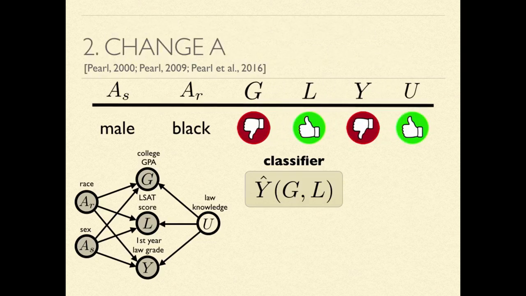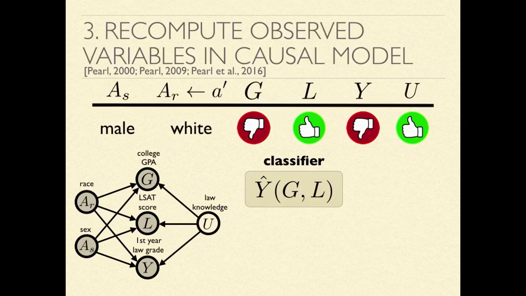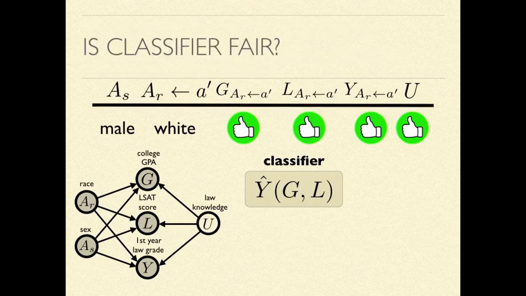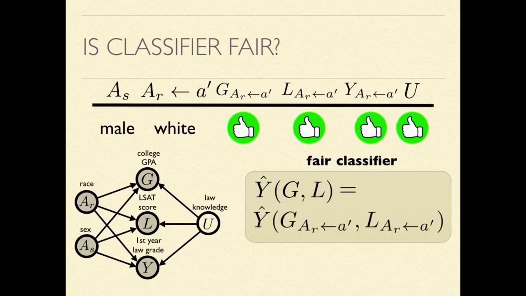The second step of this algorithm is to make the counterfactual change, the change in race. So let's imagine this person, instead of being black, had been white. In the third step, we're just going to use the model equations in the causal model, the counterfactually changed variable, and the unobserved variable to recompute g, l, and y. I'll denote these counterfactual variables in this way, and these are what we might get. So, what this means is a classifier is fair if it gives the same predictions on the original data that it would give on the counterfactual data.